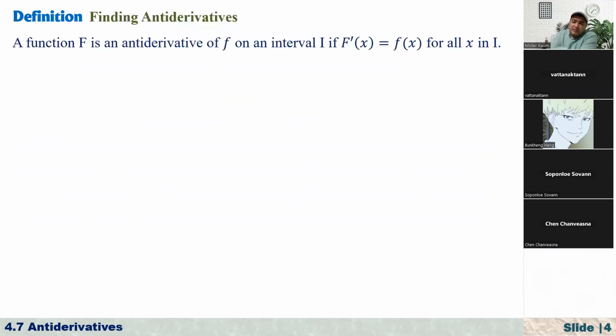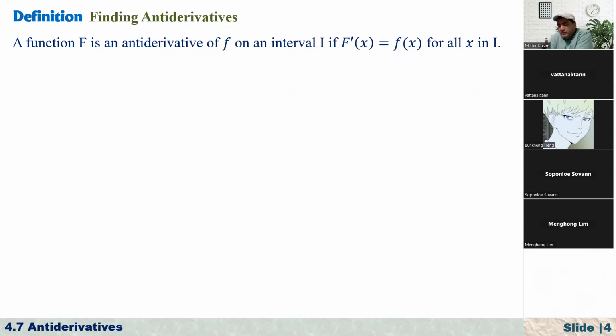So anyway, let's start with this definition, because as you know in math, first we define something, and after that we build other things on this definition. And using this definition, first we generate some properties, that means our tools, right? And using these tools we are making a lot of things. Finding antiderivatives. A function capital F is an antiderivative of f on an interval I if capital F prime of x is equal to f of x for all x in I.